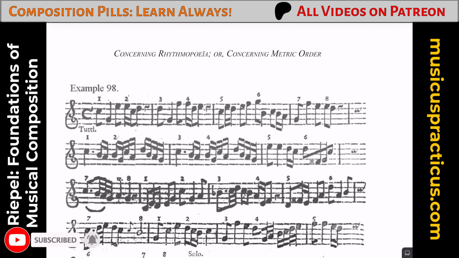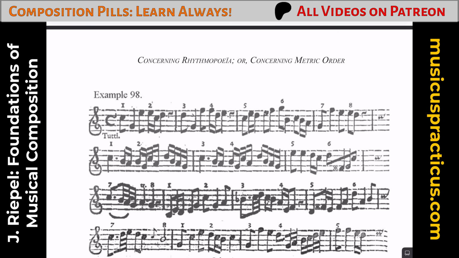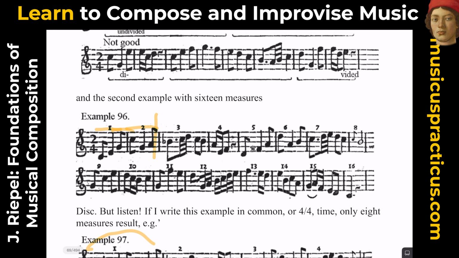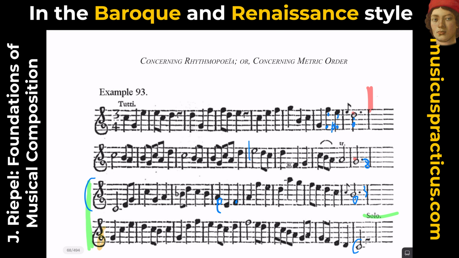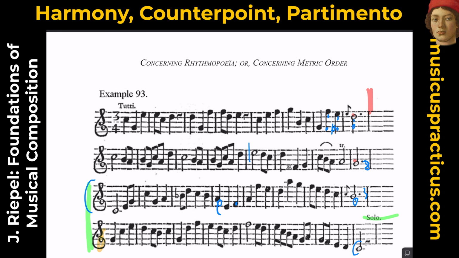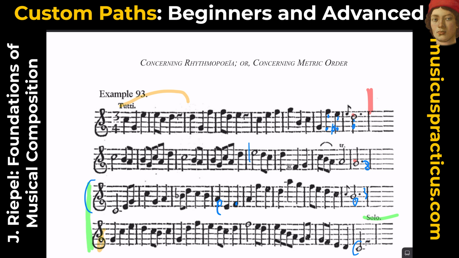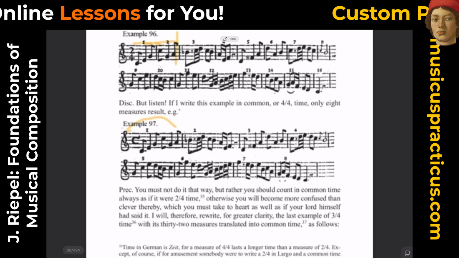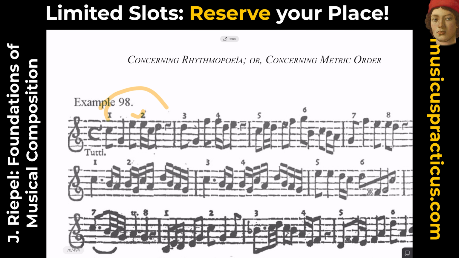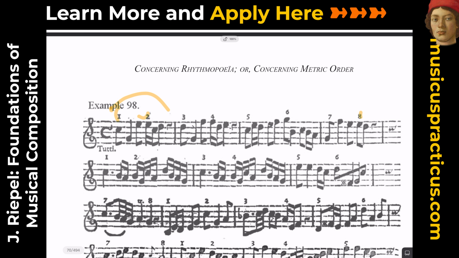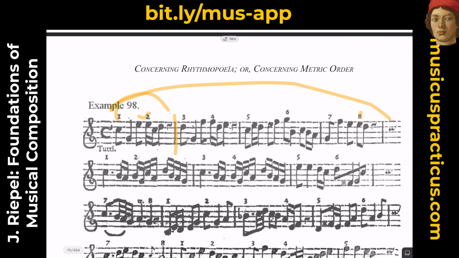So this is in common time, which means 4/4. As you can see, it's talking about this example, rewritten in common time. Now, this takes 2 bars here, so this way it takes only 1 bar. So the 8 bars now are 4 real bars.